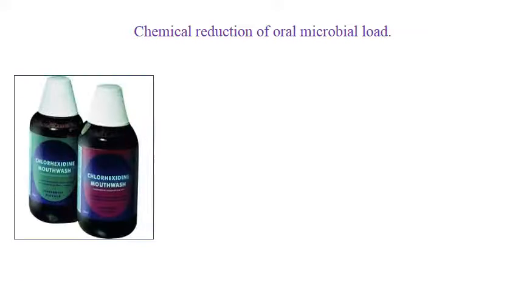Chemical reduction of oral microbial load. There are many forms of chemotherapeutic treatment that can be used as part of a treatment adjunctive to the mechanical therapy. One of them is chlorhexidine. Chlorhexidine is an antiseptic agent which inhibits a wide spectrum of microbes, controls plaque accumulation, and hence reduces halitosis. Its mode of action is by penetrating the cell membrane of oral bacteria, causing cell leakage and disruption of the bacterial metabolism, thus inhibiting cell growth.